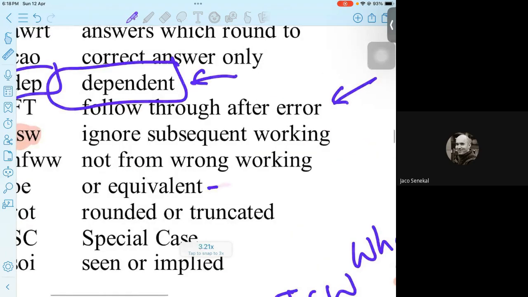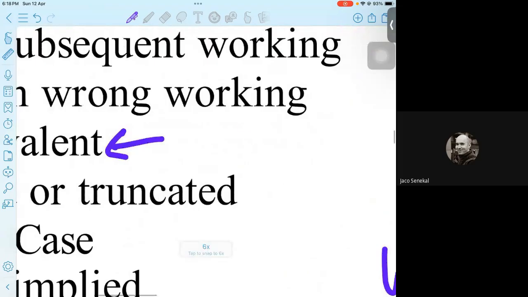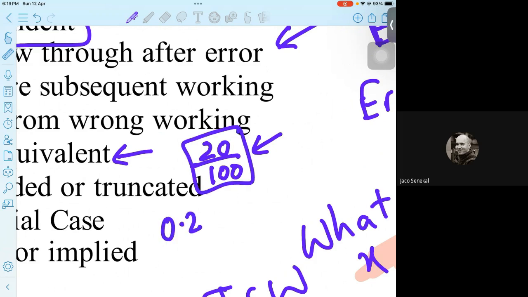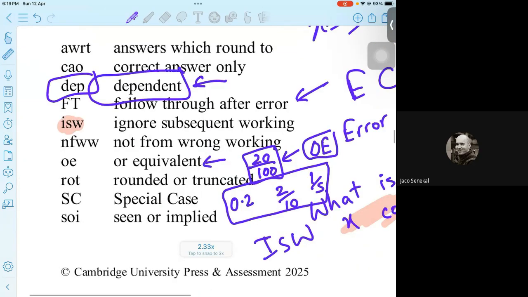And the last one is OE, or equivalent. This is another place where the students get benefited. For example, let's say the answer is 20 over 100. When you do probability, there are times when you can just write the answer as fractions like this without factorizing or making it even simpler. So if the answer is this, and I write 0.2, or I write 2 by 10, or I write 1 over 5, all of these represent the exact same thing, right? So these are all OE, or equivalent. That's basically what it means.